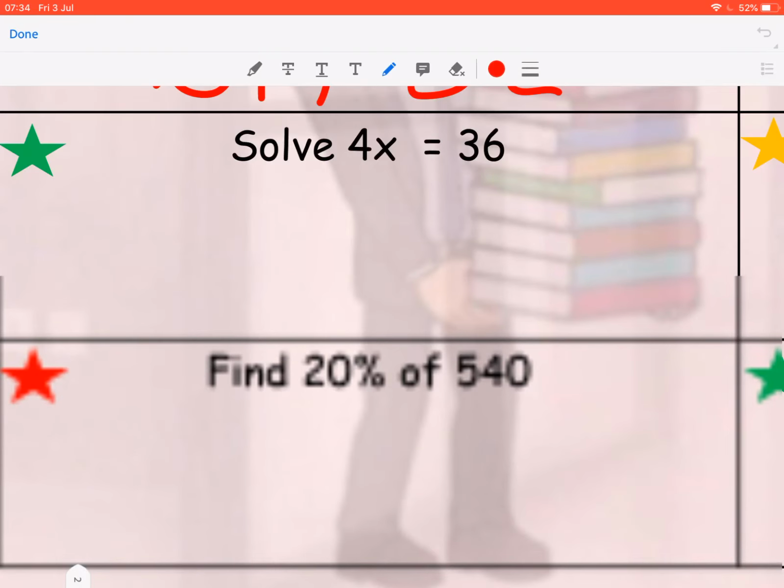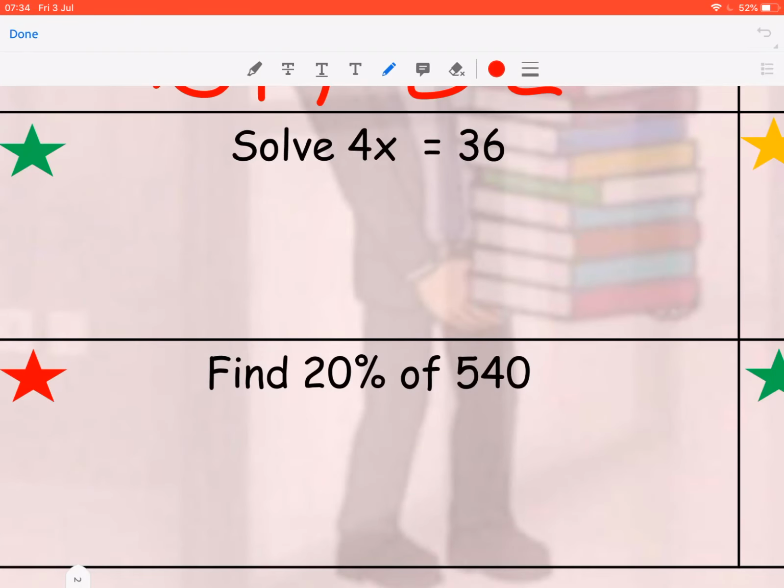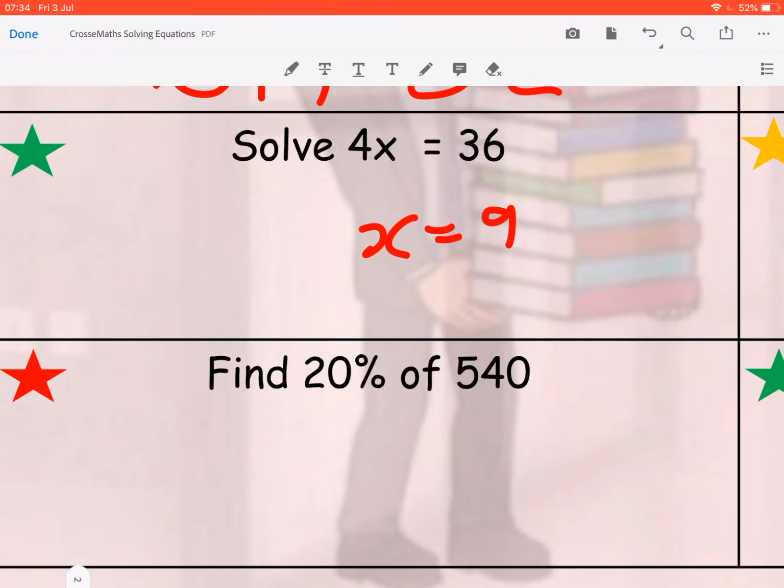This is what we're doing today. So 4x equals 36. Think of your 4 times table. 4 times something equals 36. 4 times 9 equals 36. So x has got to be 9. I'm going to teach you a proper method for that this morning. Okay, so don't worry if you're not sure how I got to 9.